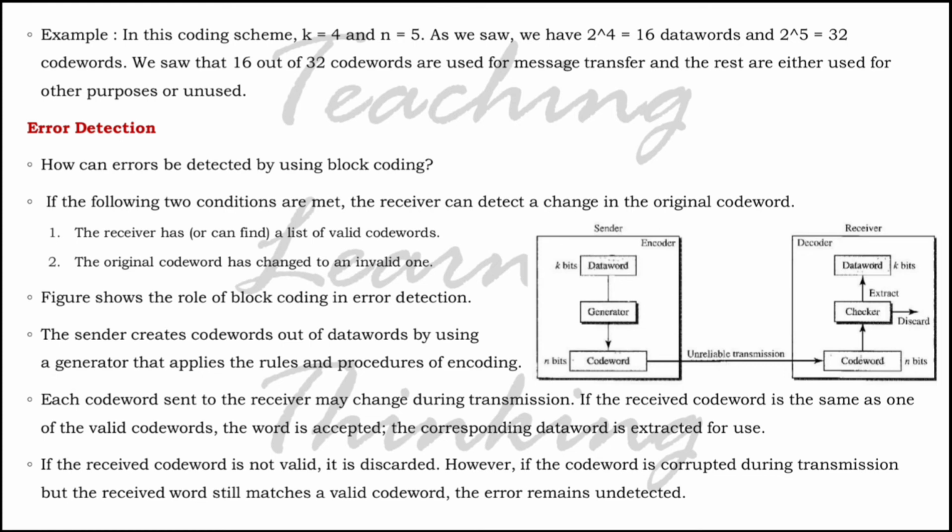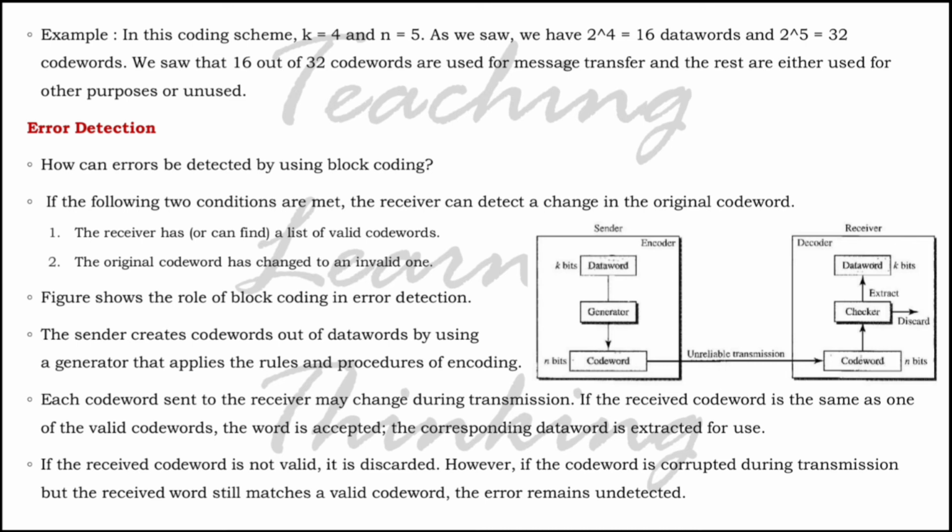So first we need to go through the error detection part. We have one figure. If you see here, the sender and receiver are there, with k bit data words and n bit code words. On the encoder side, there is a generator function, and it is transmitted to the receiver, where there is a decoder. The n bit code word is transmitted from sender to receiver, and there is a checker function. It will discard and extract the data word of k bits from the code word.